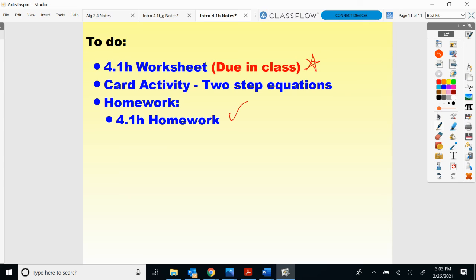All right, so that is it for our lessons in this Unit 4 of two-step equations. When you guys come back, you'll have a practice test, and then the next day we'll wrap this up with a Unit 4 test.